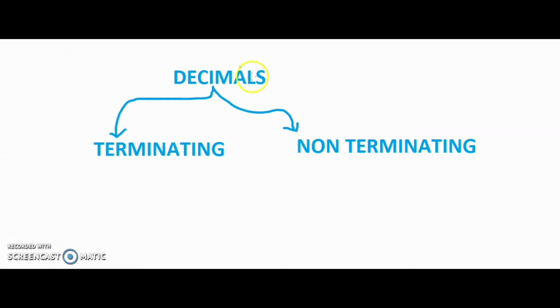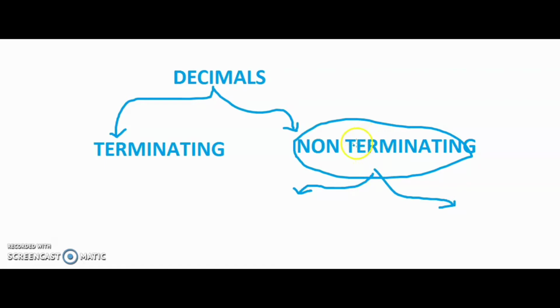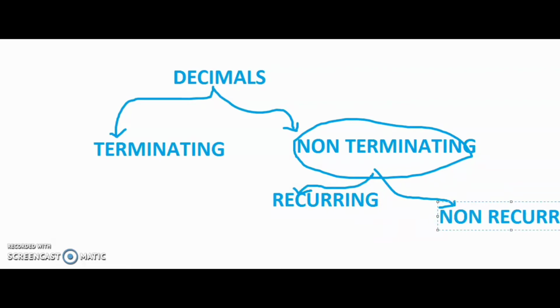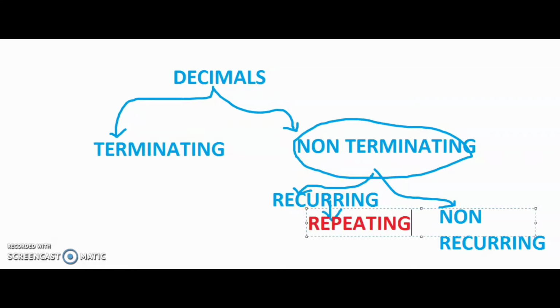These are all non-terminating decimals. And when we consider non-terminating decimals, they are divided into two types. Do you know what they are? They are recurring decimals and non-recurring decimals. So non-terminating decimals are recurring and non-recurring. Recurring means repeating.